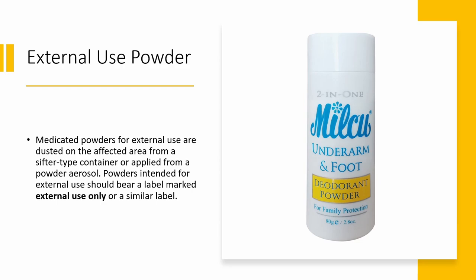So when we are dealing with external use powders, medicated powders for external use are dusted on the affected area from a sifter-type container or applied from a powder aerosol. A good example of a powder aerosol is your Betadine or povidone iodine powder spray. When you spray it, it's not wet actually. You spray a fine layer of powder towards the affected area. Powders intended for external use should be labeled and marked for external use only or any similar label.